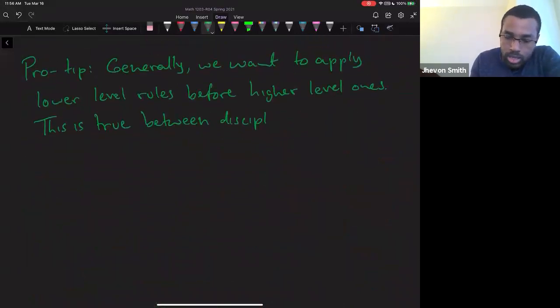So this can be true between disciplines. Example, algebra rules are lower level than calculus rules.